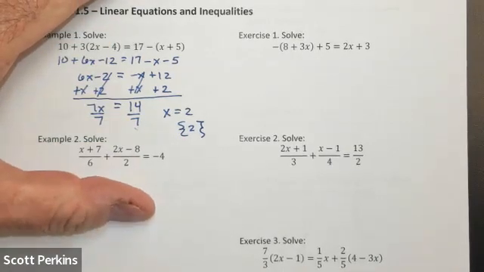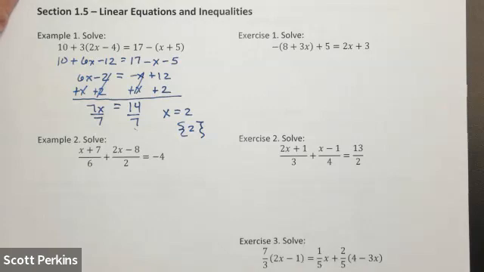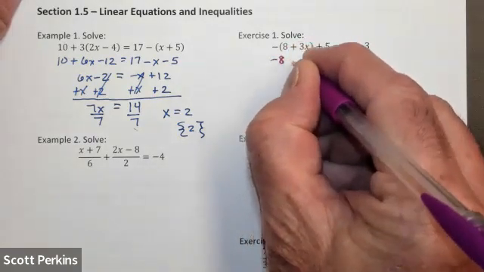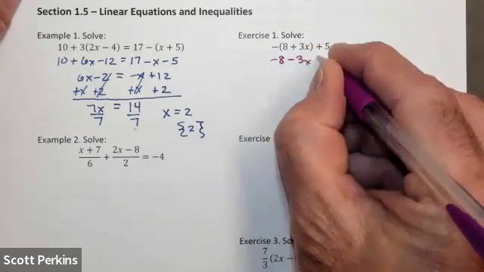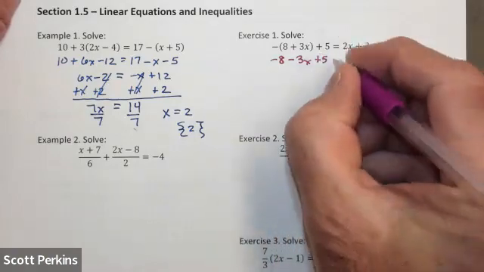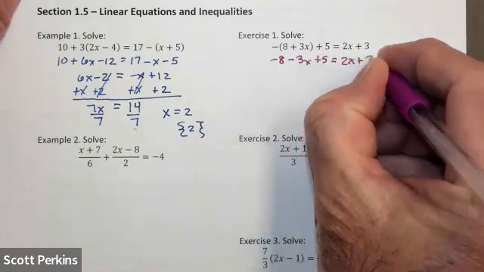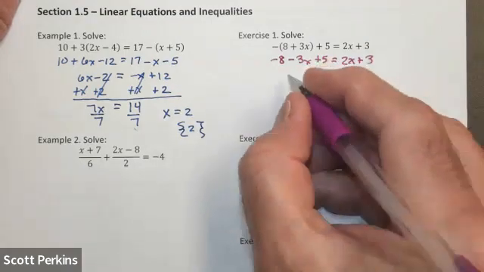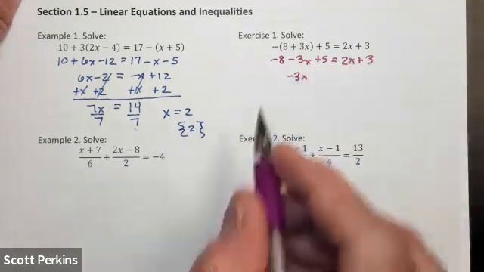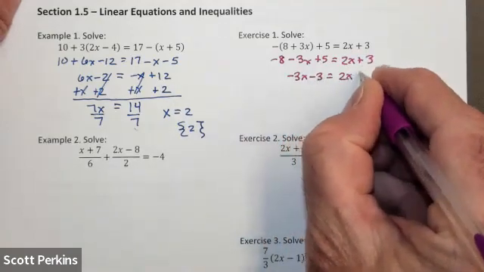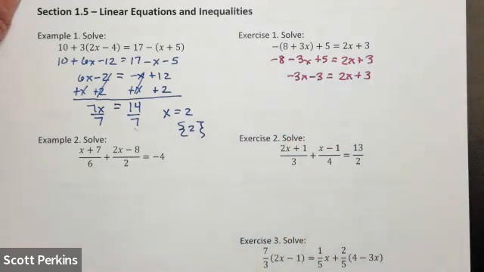So first thing I'm going to do, just like on the last problem, is get rid of those parentheses by distributing. So I have -8 minus 3x plus 5. Notice that 5's not in parentheses, so I don't distribute anything to it. Then 2x plus 3. I do have some like terms there, not a whole lot. So on the left, I've got -3x, and then -8 plus 5 is -3. So far, so good?